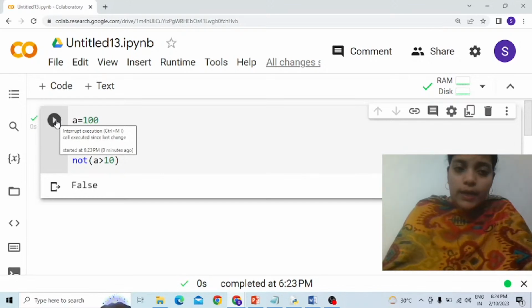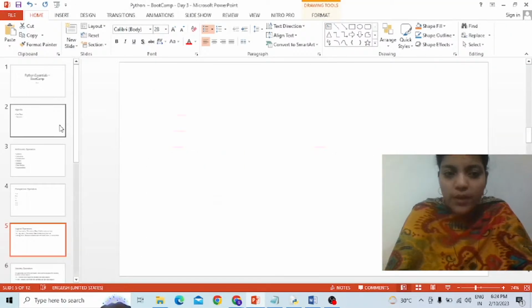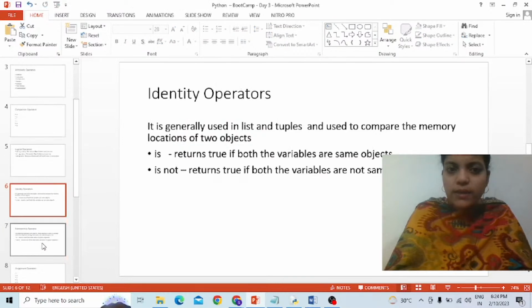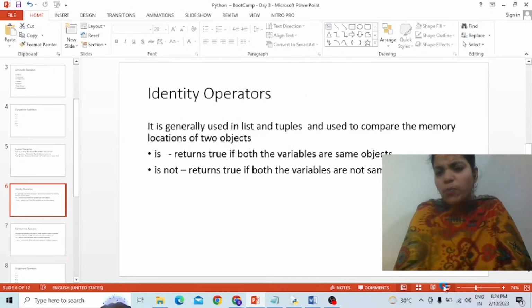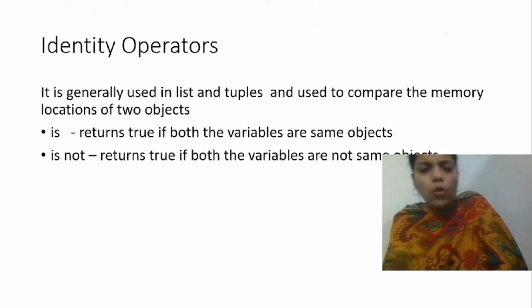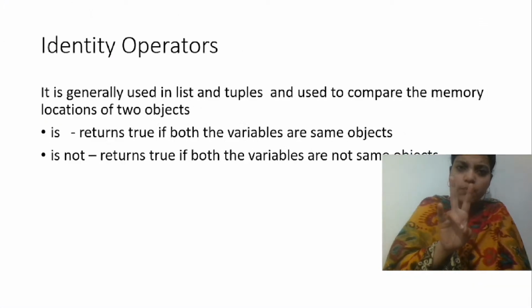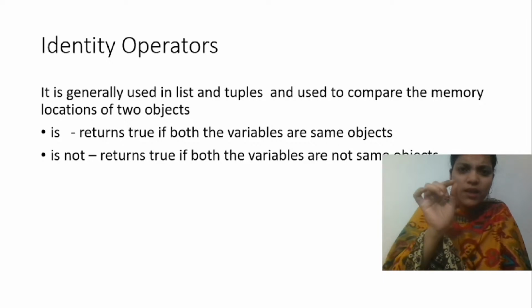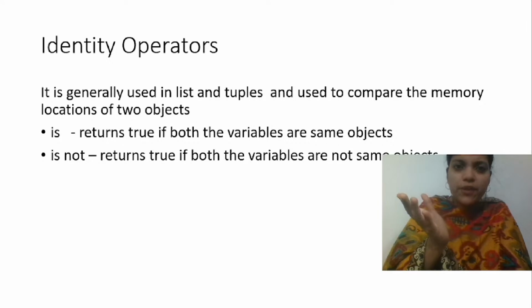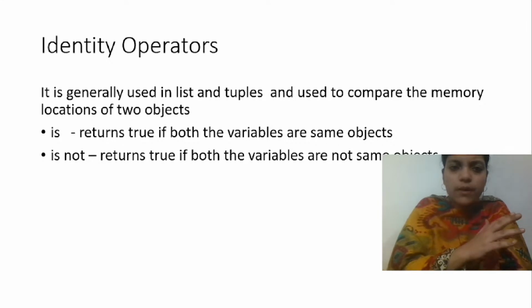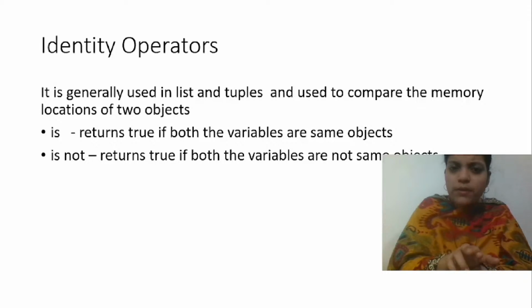Okay. The next category of operator that we study is the identity operator. People, this is a very special operator. First of all, there are only two identity operators in Python. A little different fashioned operator. Its use is also a bit different from others. The identity operators are is and is not.